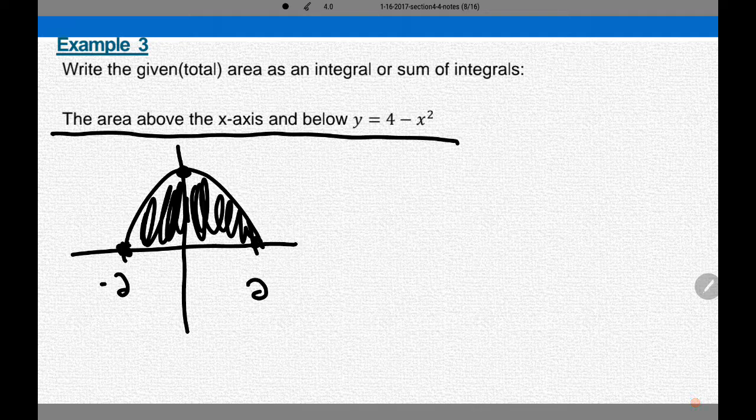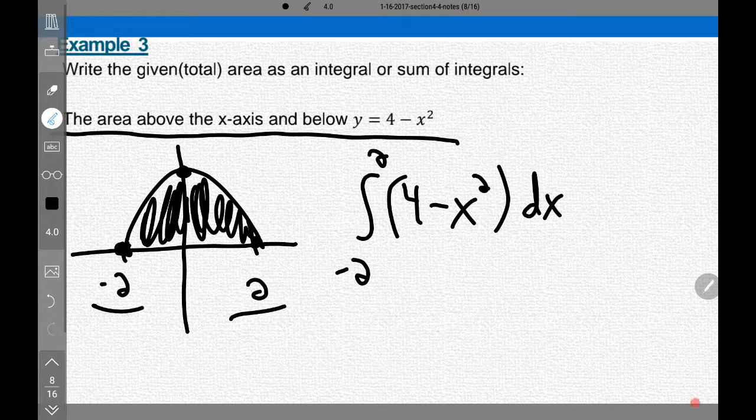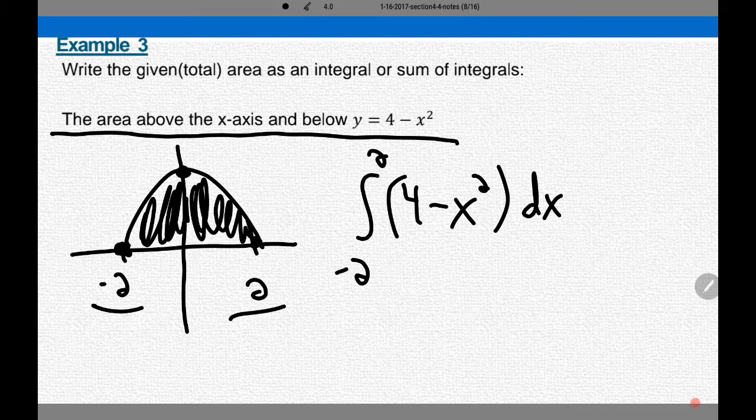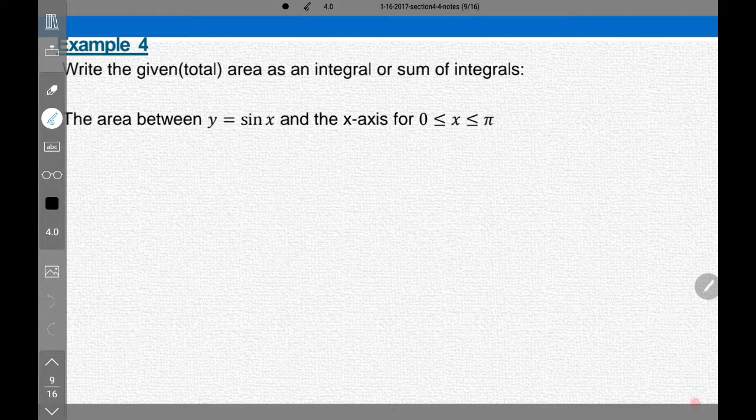So all we really need to do is write this as an integral. In this case, we got the integral from negative 2 to positive 2 because that's where we start and where we end. And we write our function 4 minus x squared, and we got to tell somebody that this is with respect to x that we're integrating, and it's that easy. Alright, so my advice would be to get a graph real quickly on Desmos, sketch it out on your paper, and then we can write it out.